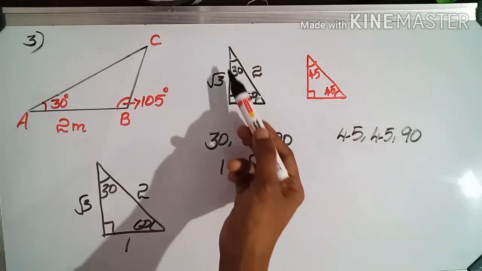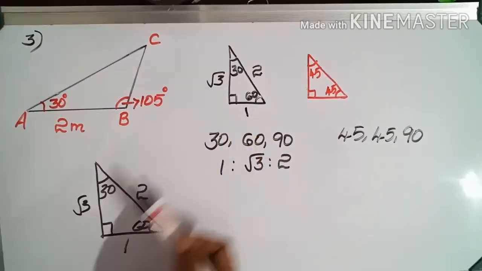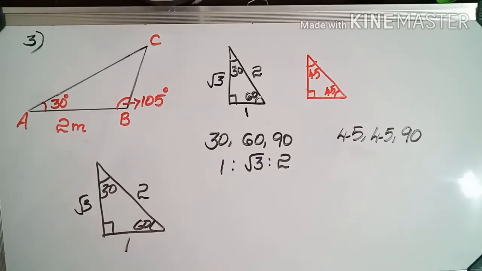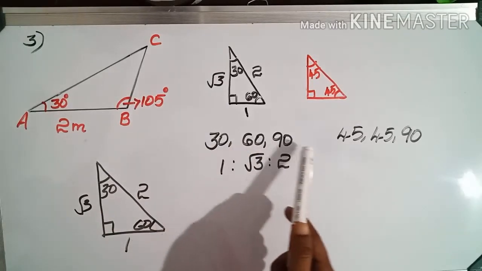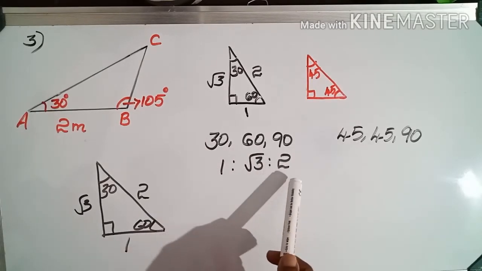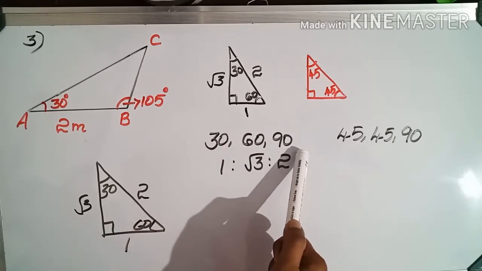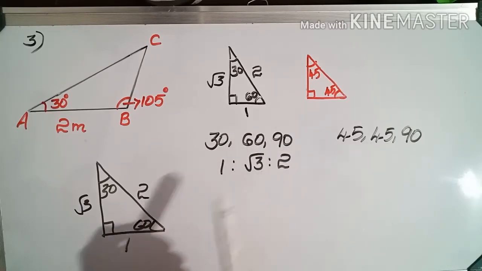You can see that this one is a little bit long and this one is a little bit short, but the ratios are the same. So this ratio you have to learn by heart. 30, 60, 90 means it is 1 is to root 3 is to 2 for all triangles with angles 30 degree, 60 degree, 90 degree.